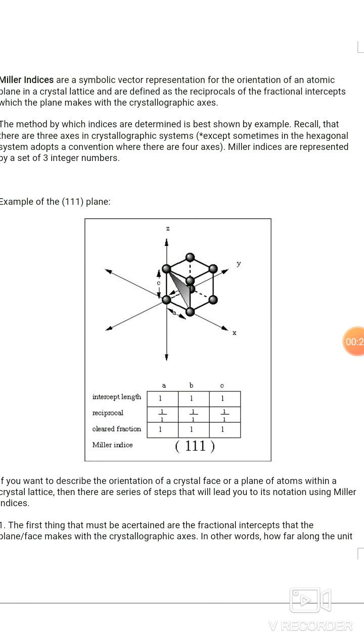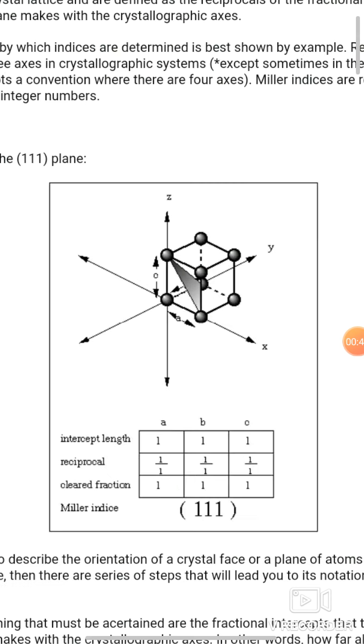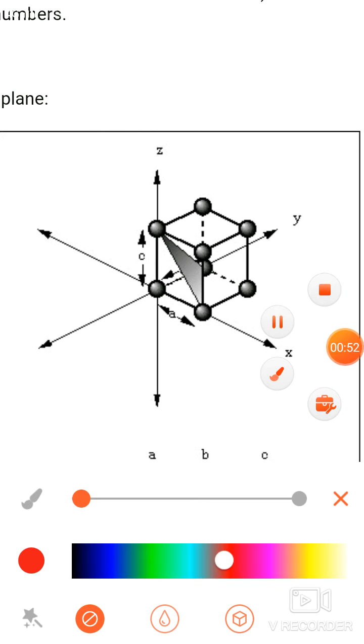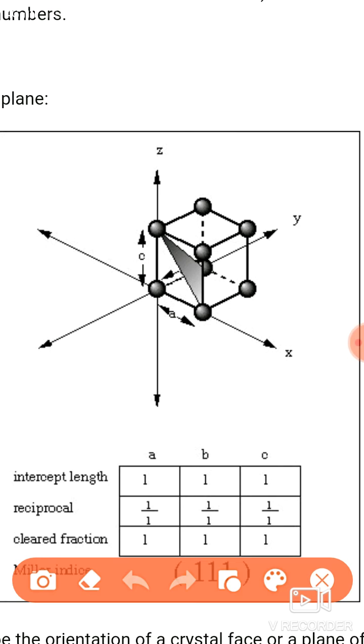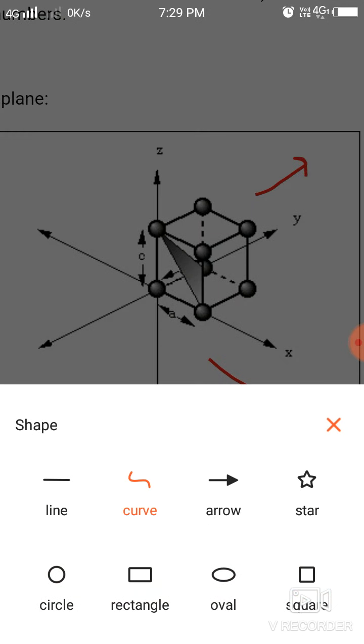If we are to find a plane which is passing through atoms, then it must intersect the axes, maybe the x-axis, y-axis and z-axis. Corresponding to these intersections we define the Miller index. Now here we can say that it is a plane which is passing through the axes. Here it is the y-axis, here it is the x-axis, and on the other hand we have the z-axis.